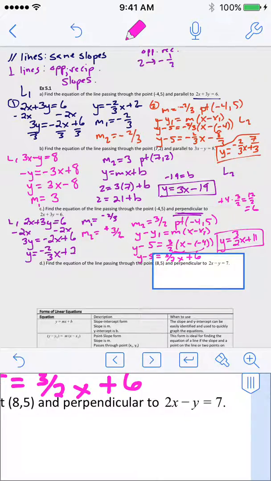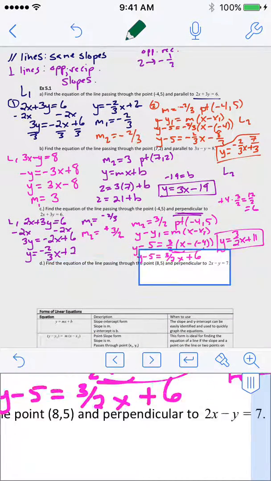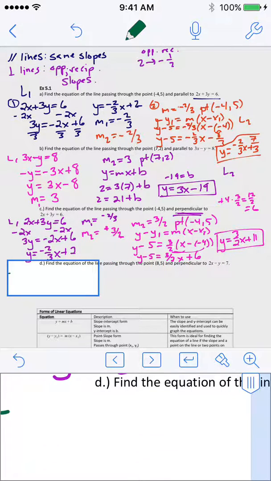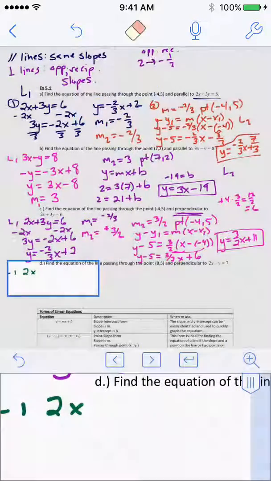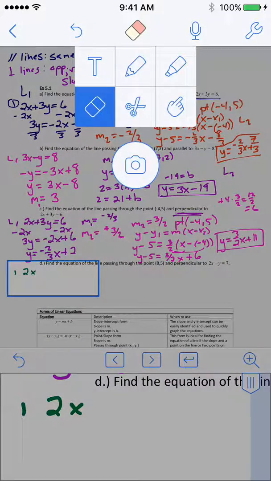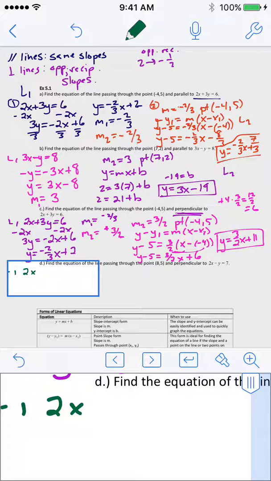So I've got this line, line 1, green, of 2x minus y equals 7. Okay, line 1 is 2x minus y equals 7.